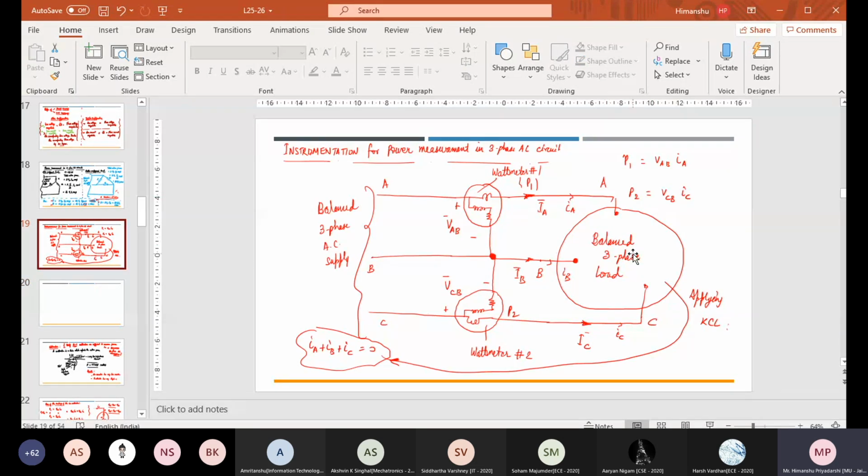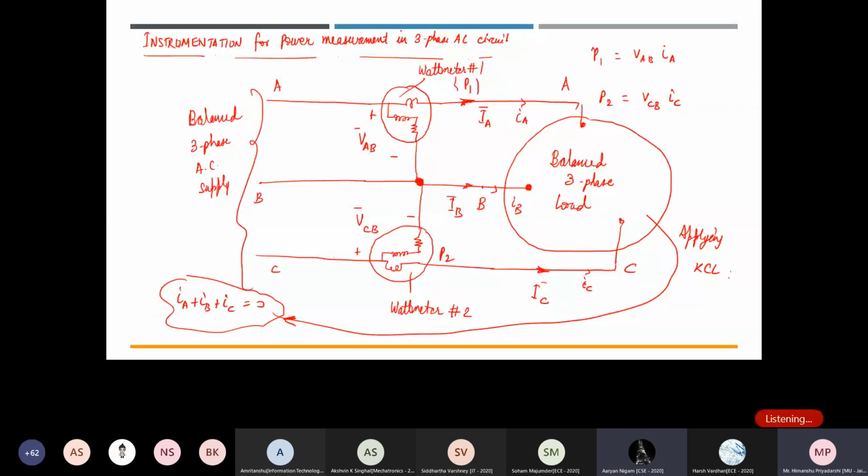What you are seeing here, this envelope, this surface, you can say, is encapsulating a balanced three-phase load. Let us assume that it is a star connected load. Then what will be the value of VAB, IA, IB, VCB? Can you tell me? Root 3 times the source voltage.